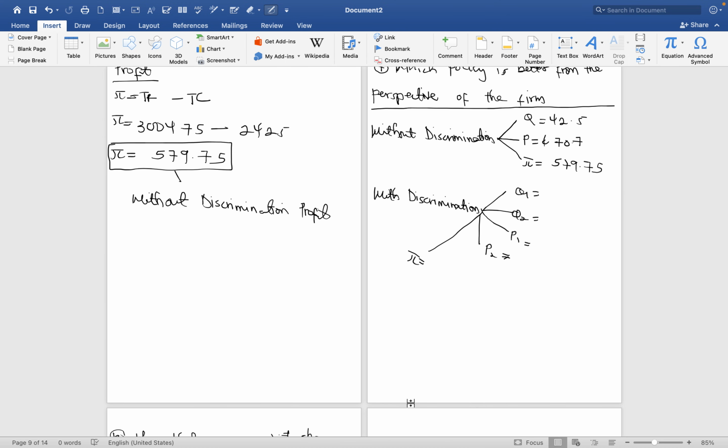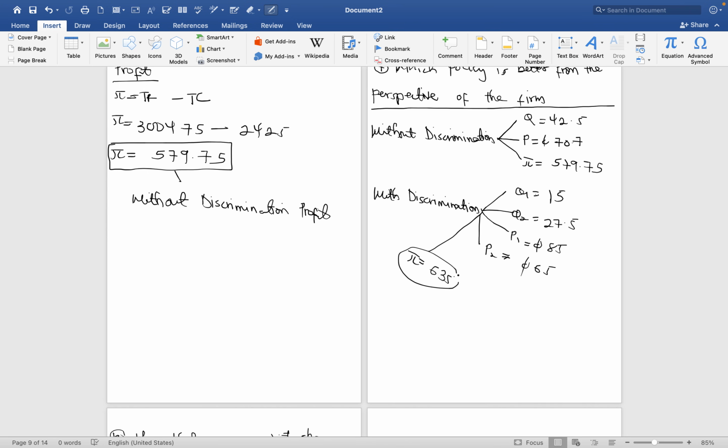So profit for with discrimination. The Q1 was 15. You can check it out from the solutions we've done so far. Q2 was 27.5. P1 was 85. P2 was 65. And the profit was 635.